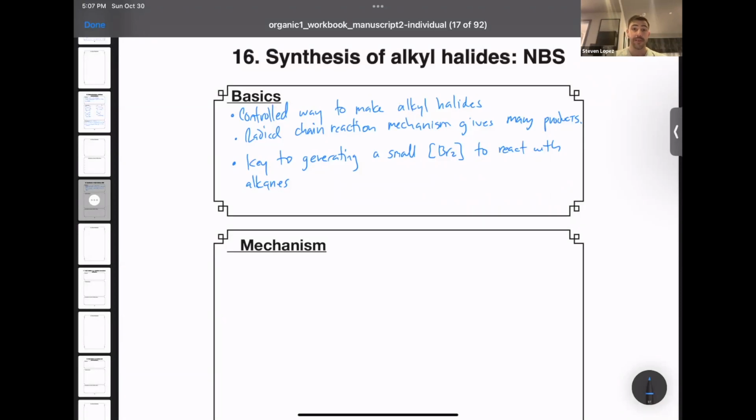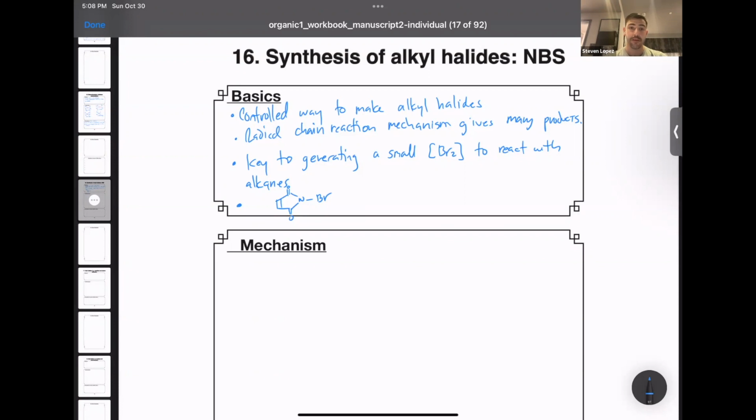Today, we're going to talk about the synthesis of alkyl halides using the NBS reagent. So here are the important things to know. First, it provides a controlled way to generate alkyl halides. Using NBS, which is this structure at the bottom of the basic section, is a way to generally arrive at alkyl halides in a more controlled way than using the radical chain reaction mechanism.